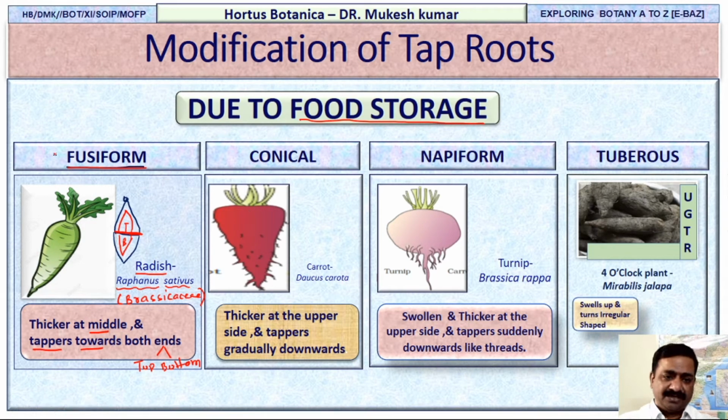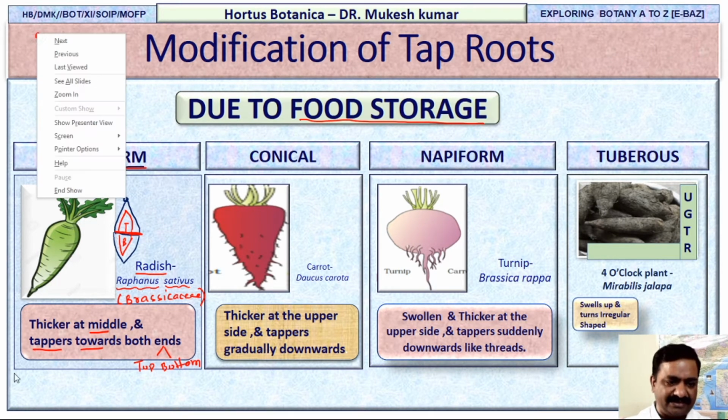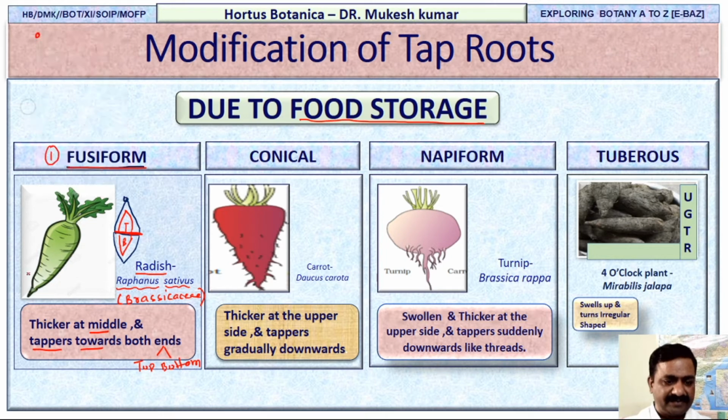Now, this is the first modified structure, fusiform, isn't it? And all the structures will be very similar to the taproot. Means to say, as I see, I just revise, take a revision.